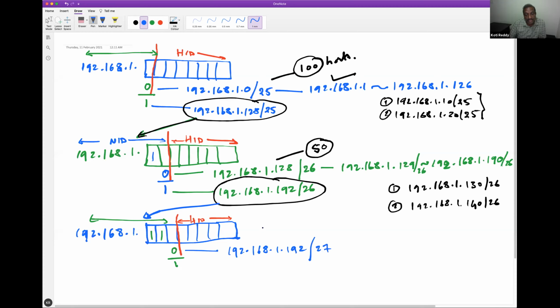What's the first network that I get now? 192.168.1.192/27, right? 27. I borrow 3 bits into network, right? This will be 192.168.1.224/27, right? Okay. So now if I go here, what will be the first and last?